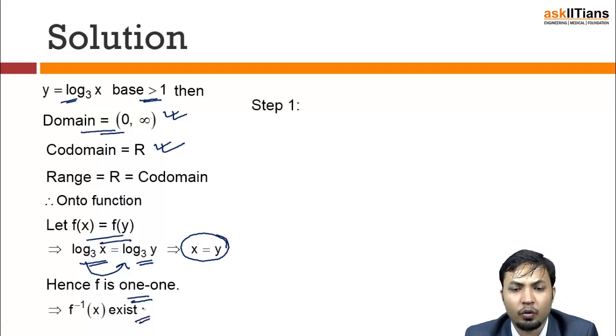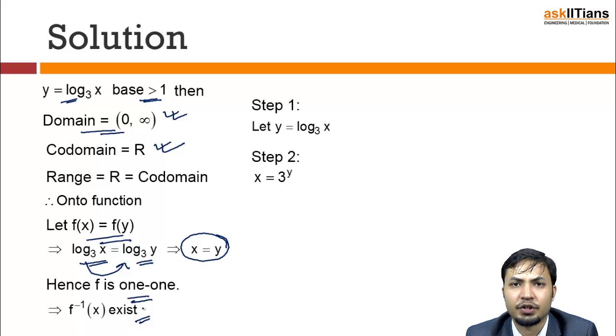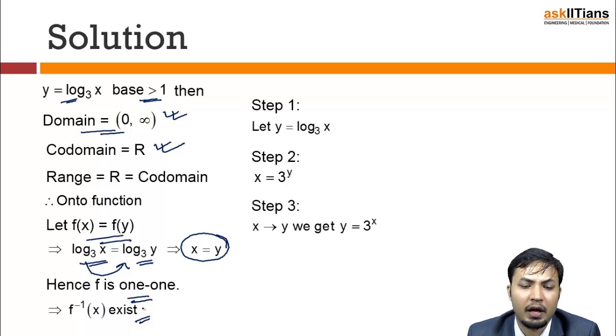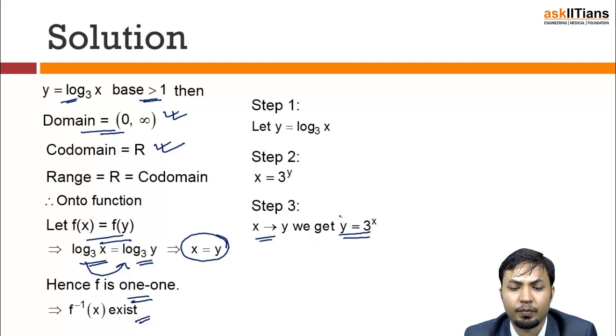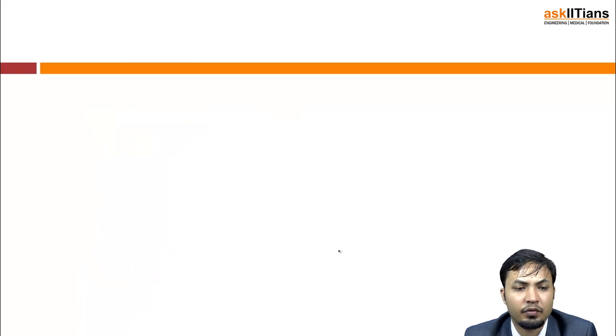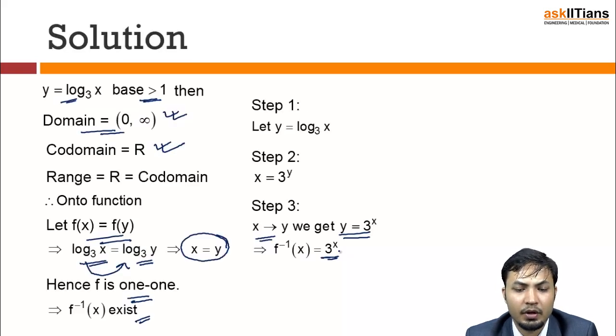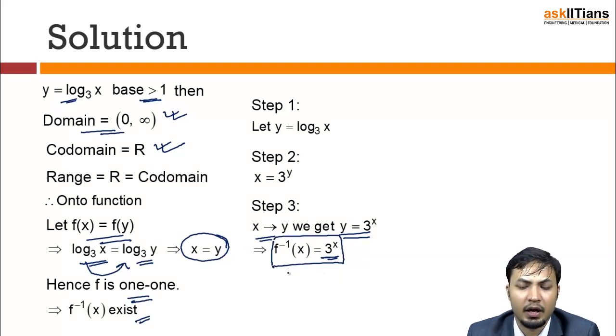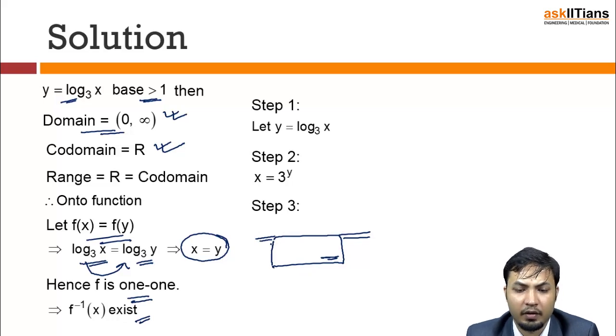Okay, so now we'll take our first step. Let y is equal to log base 3 of x. Step 2 will give me x is equal to 3 to the power y. Then interchanging x and y, we get that y is equal to 3 to the power x. So f inverse of x is equal to 3 to the power x. And for this, I have my solution.